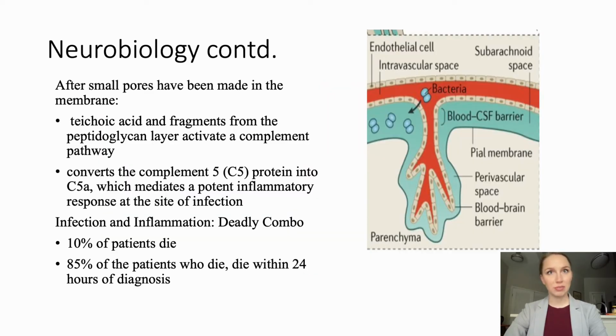After the small pores have been made, fragments from the peptidoglycan layer of S. pneumoniae, as well as teichoic acid, activate a complement pathway, which converts complement protein 5 into C5a, which mediates a potent inflammatory response at the site of infection, leading to inflammation in the brain and meninges.